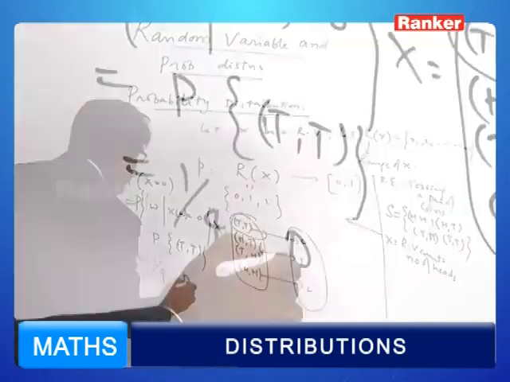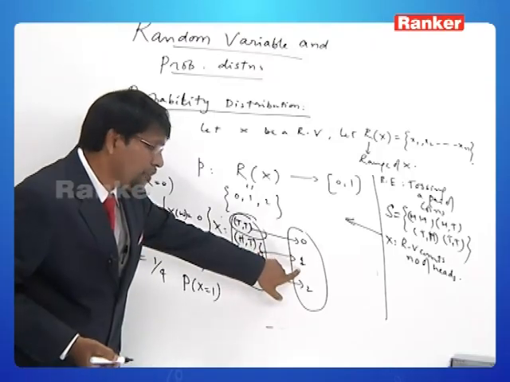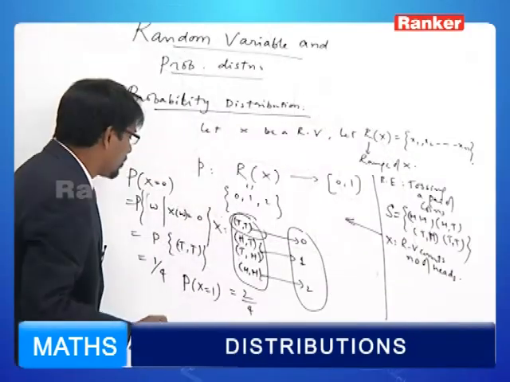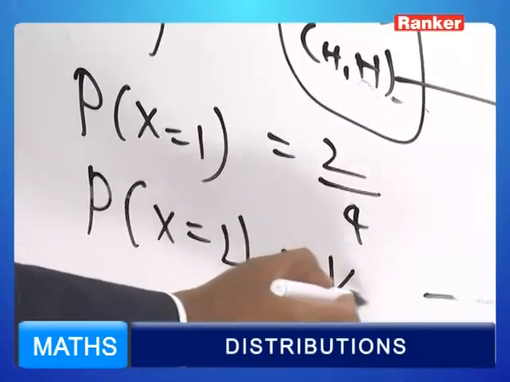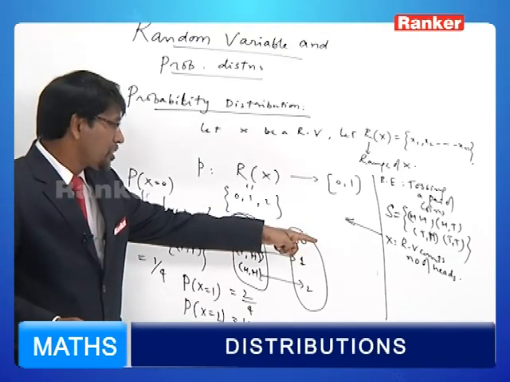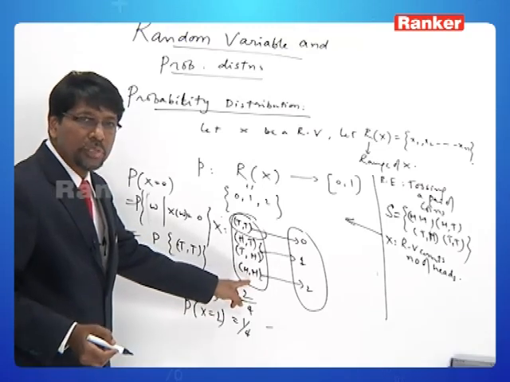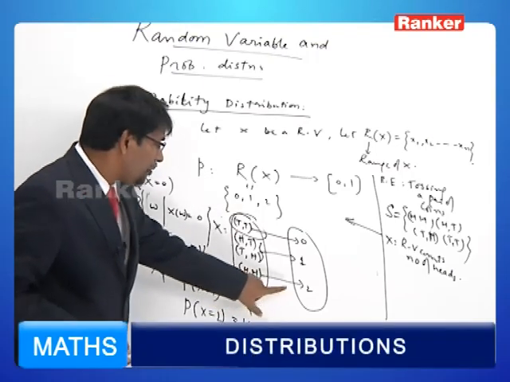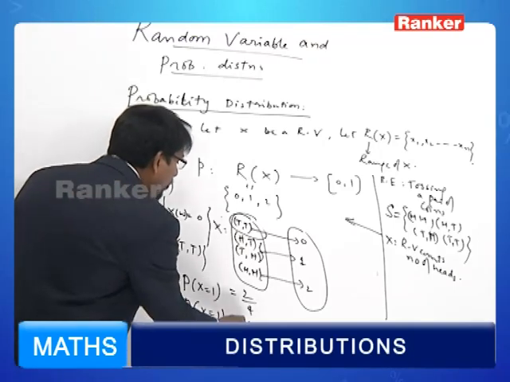Similarly, the probability of x equal to 1. How many sample points are getting mapped to 1? Two of them. So it will be 2 out of 4. What is the probability of x equal to 2? That is 1 out of 4. x is the random variable which counts the number of heads. H, h is the only outcome which gives 2 heads, so out of 4 outcomes, 1 is favorable. So the probability that x equal to 2 will be 1 out of 4.